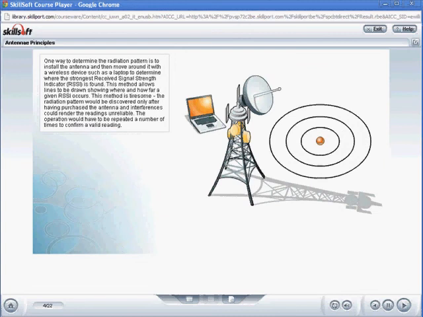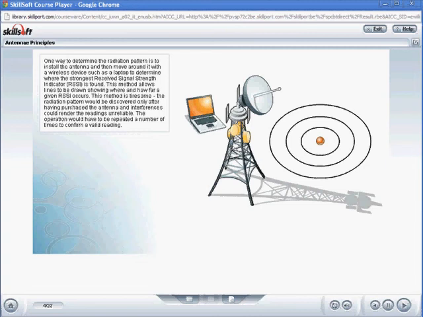One way to determine the radiation pattern is to install the antenna and then move around it with a wireless device such as a laptop to determine where the strongest received signal strength indicator, RSSI, is found. This method allows lines to be drawn, showing where and how far a given RSSI occurs.